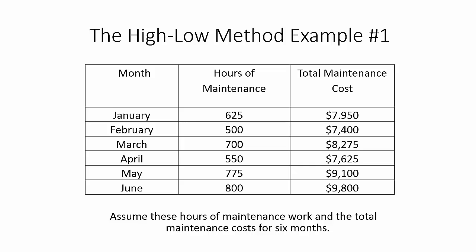Okay, now let's look at your handout. Here's the data we are given. Based on history, we know the cost the company incurred for maintenance over the given months. And we know how many maintenance hours were worked. Here are our hours, here's our cost. Remember, our goal is to determine the cost formula.